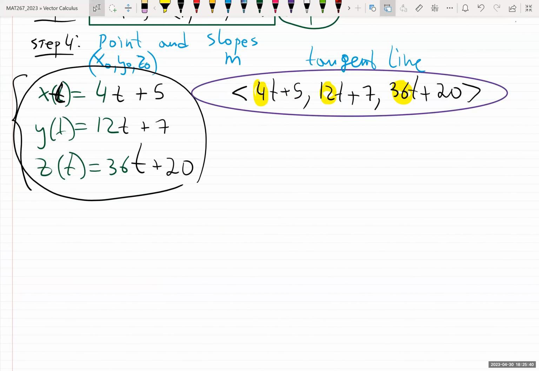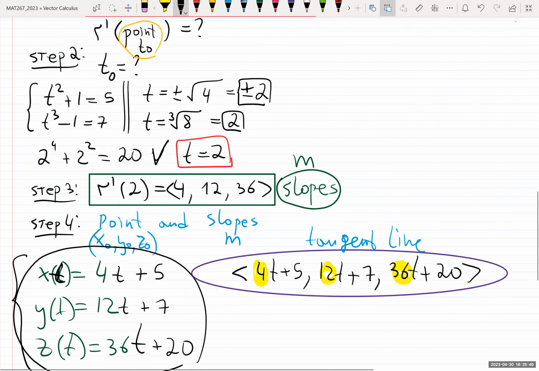Next. Find the position of the particle with the given information. Okay, I like this example a lot. To be honest, I like this example so much.